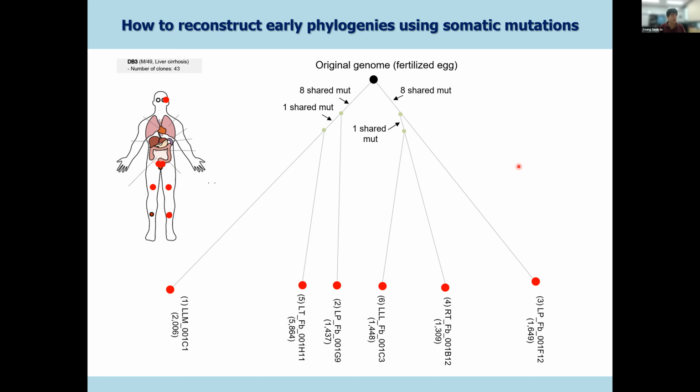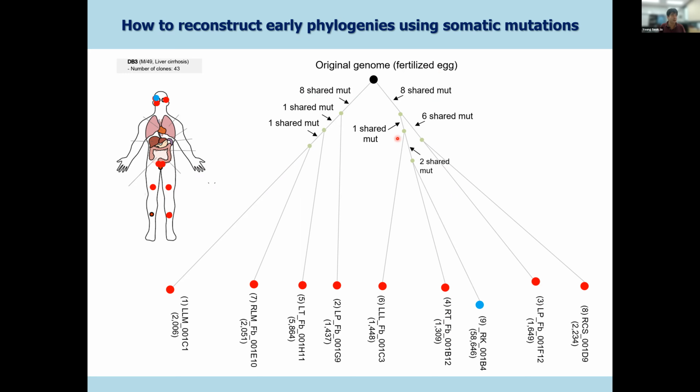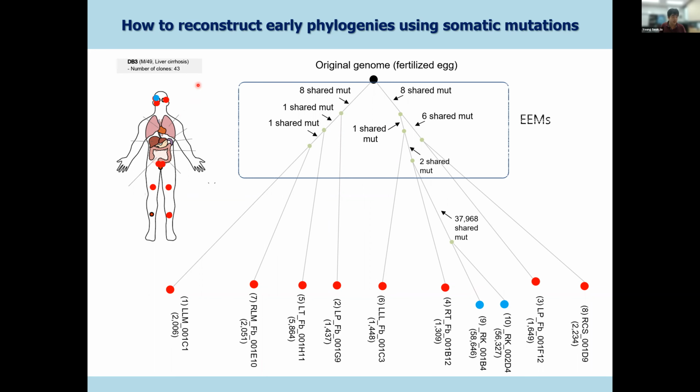We can continue this kind of analysis again and again for more clones, and generate these lineages using somatic mutations. These two clones were derived from the right keratocyte, which is ectodermal tissue, and the red clones were from mesodermal tissues. So their common ancestral cells are earlier than gastrulation. We can say these mutations are early embryo mutations, acquired prior to the gastrulation stage.